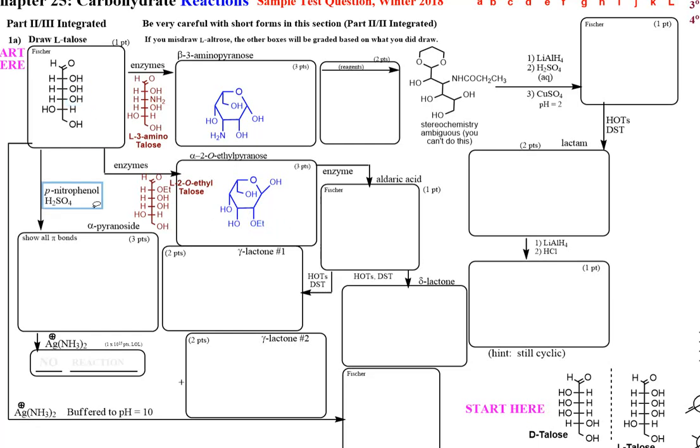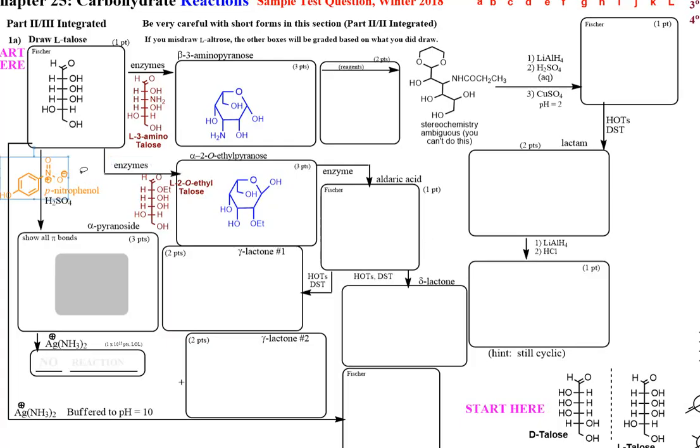Let's go straight downwards here, and we're supposed to draw the alpha pyranoside. That's a glycoside, meaning a full acetal. You need another alcohol to do that, and we are told the other alcohol is para-nitrophenol, and we're going to have to show all pi bonds. So let's look at para-nitrophenol for a second.